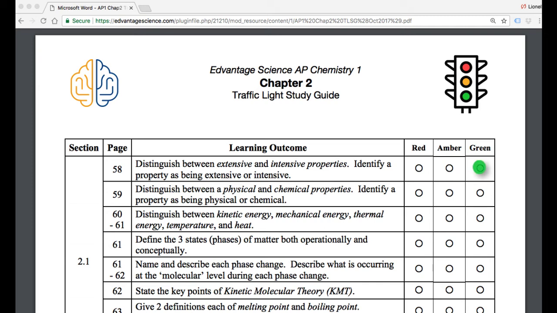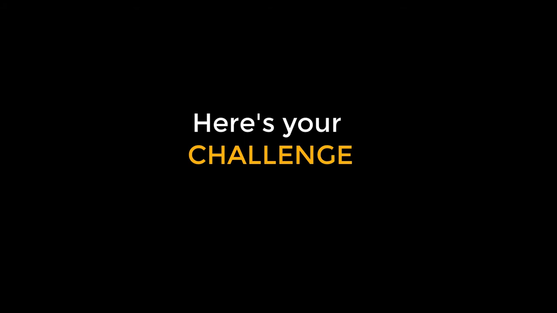If you fill in green, it indicates that you have completely achieved this learning outcome, or that your answer to the can I question is yes. So remember, if you complete the Traffic Light Study Guide honestly, it can be a useful guide for helping you in your test preparation. Now here's your challenge.